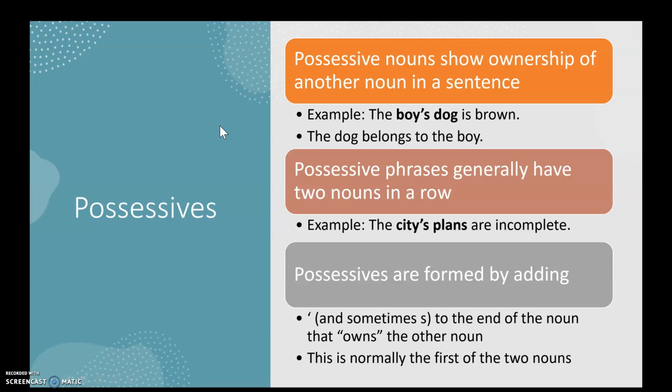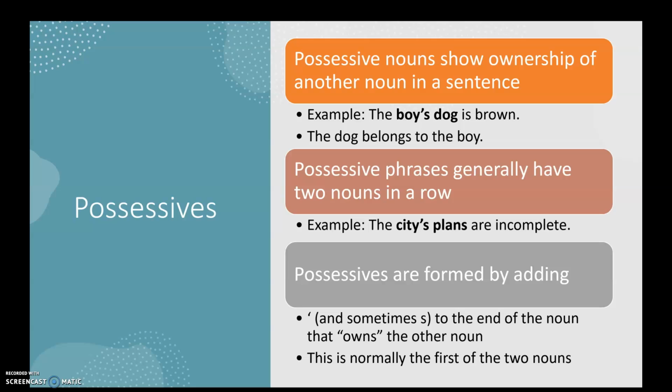So, possessives. Possessives also tend to end in s, but they function very differently than plurals. You remember, plurals were saying there's more than one of something. Possessive nouns are showing ownership of another noun in a sentence. So, for example, the boy's dog is brown. The dog belongs to the boy, at least grammatically.